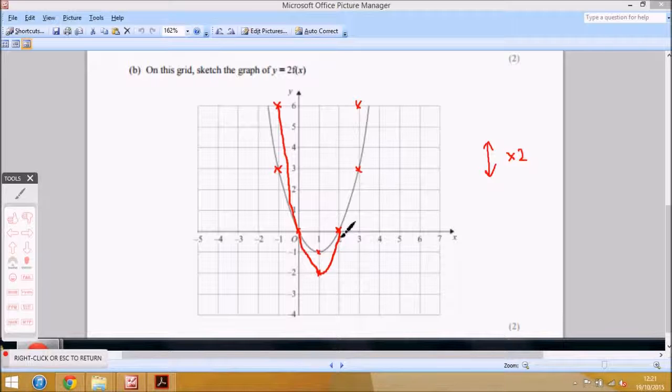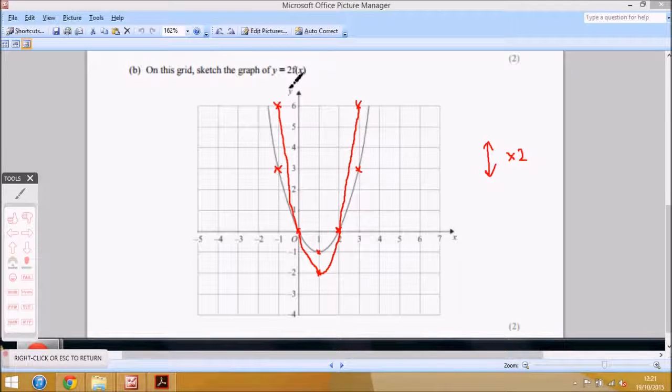Remember, any points on the x-axis are effectively going to stay in the same place because the y values are 0, and anything multiplied by 0 is just 0. And also that point there has been stretched as well by a scale factor of 2. So that is our transformed graph.